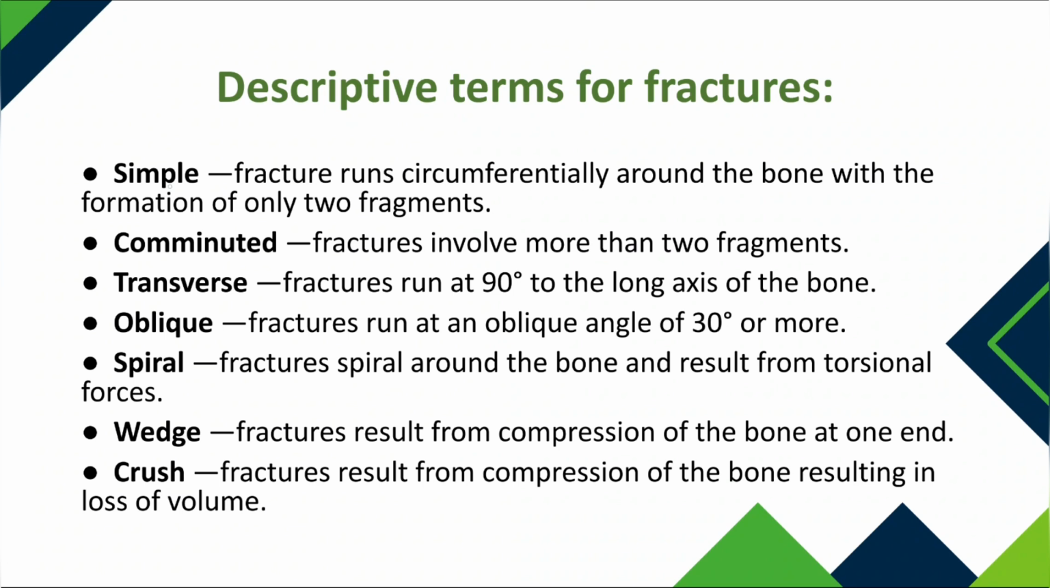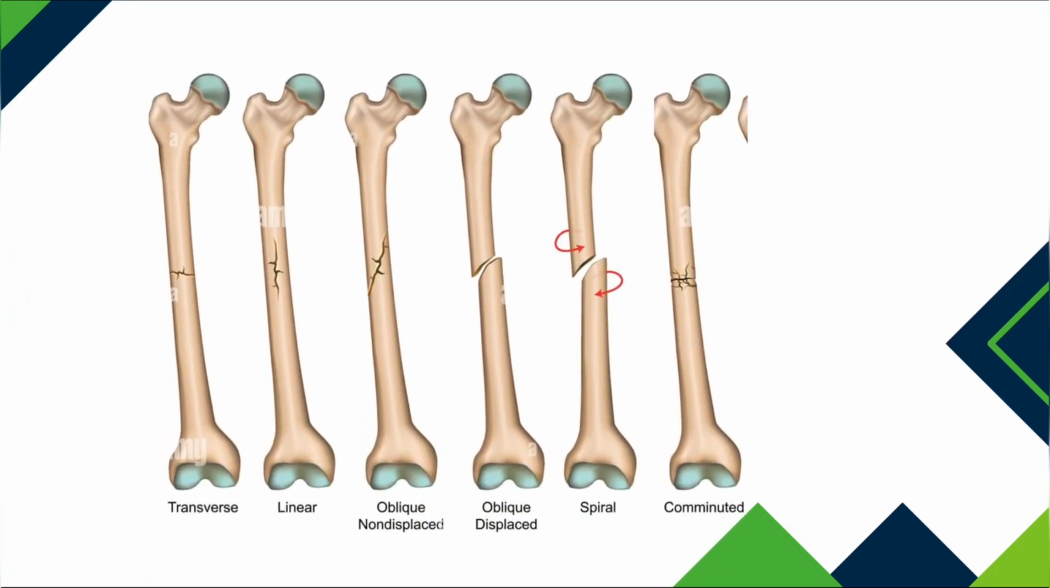We have simple fracture. Simple fracture is when the fracture runs circumferentially and there are only two fragments of the bone. We have transverse fracture, in which the angle of the fracture is 90 degrees, and the fracture is not displaced.